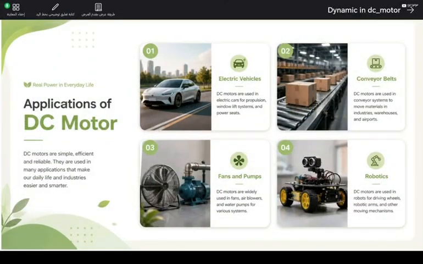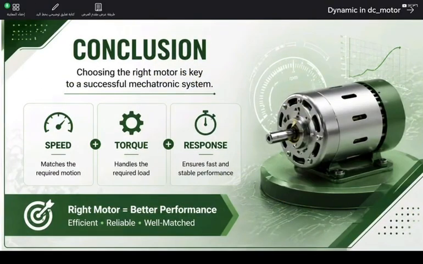Okay, we have four main applications of DC motors. We have those in everyday life. First, we have electric vehicles, conveyor belts, fans and pumps, and robotics. The conclusion: choosing the right motor is key to a successful mechatronic system. Speed plus torque plus response, because the right motor equals better performance: efficient, reliable, well matched.